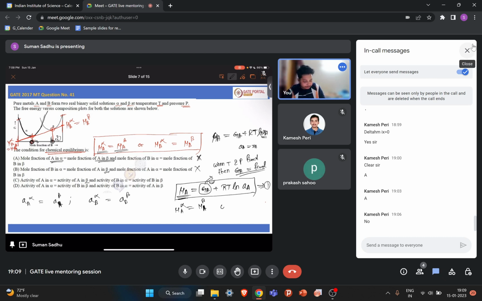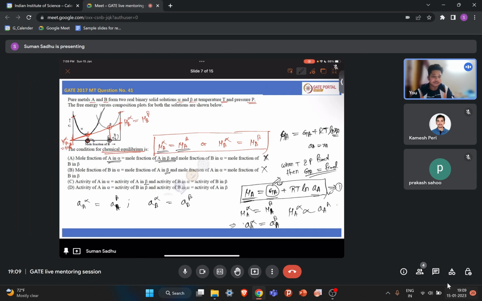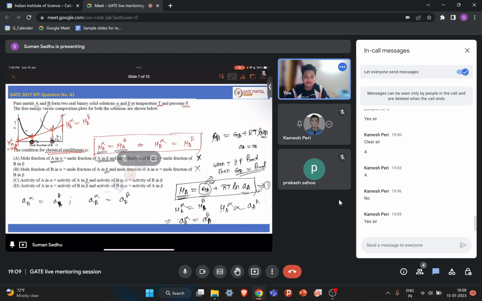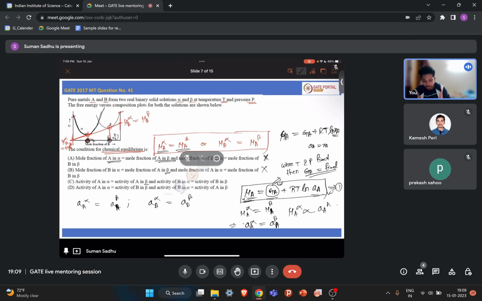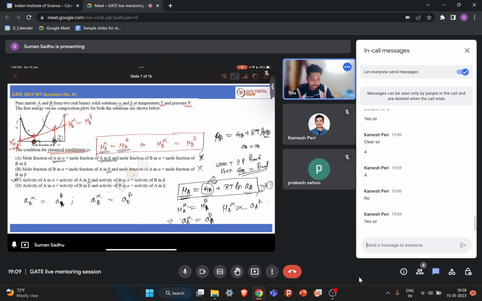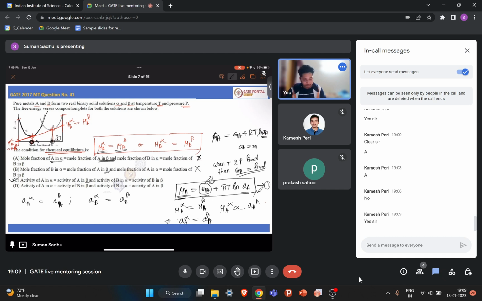So that means your mu A in alpha is basically determined by activity. If mu A in alpha is equal to mu A in beta, then the activity of A in alpha should be equal to the activity of A in beta. Then only will mu A alpha and mu A beta be equal. Is it clear? Or should I write the expression for alpha and beta separately and then describe? Did everyone understand this part? Okay, so in this case your correct answer will be option C, right? I think you have understood.